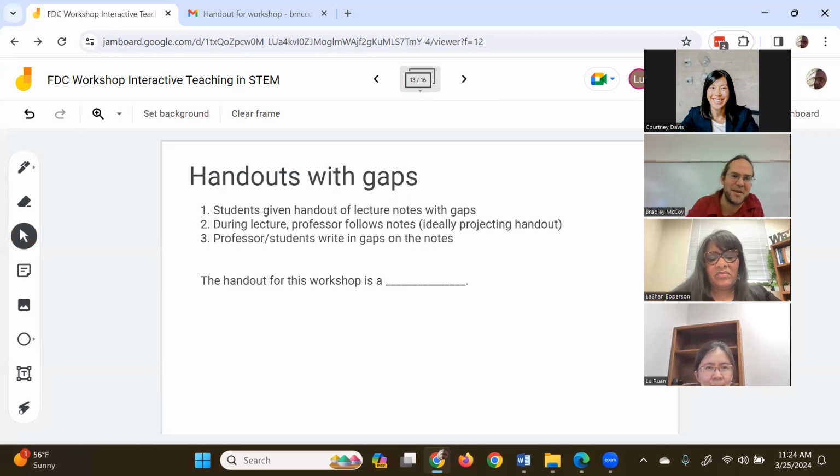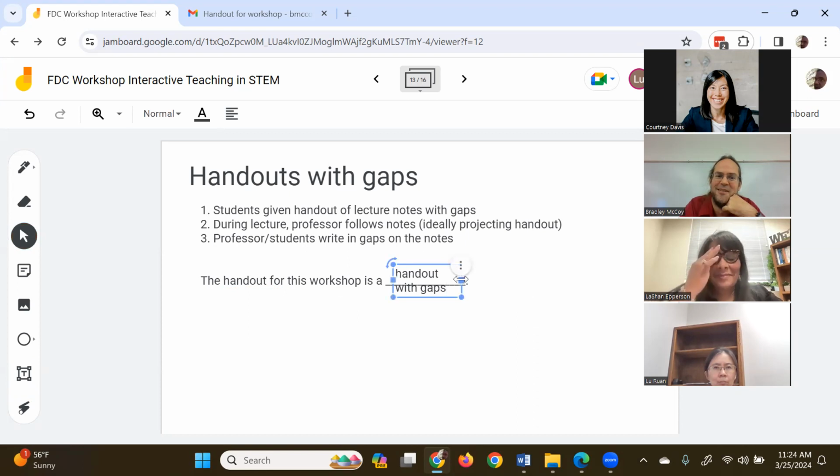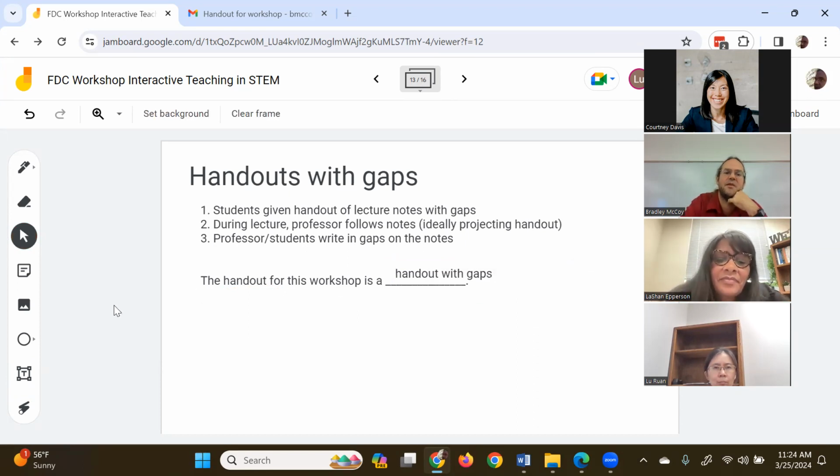Okay, moving along. Handouts with gaps. So this one I'm going to do the gap right now. The handout for this workshop you all have is a handout with gaps. Yes, I'm being a little meta here. So this one I've kind of been doing as we've gone through this whole workshop. The places where the handout has the gaps, that's how I would do it in class.